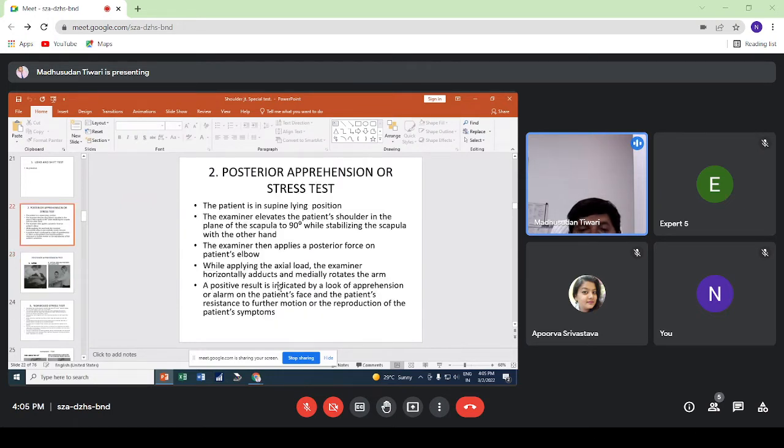The examiner then applies a posterior force on the patient's elbow. While applying the axial load, the examiner horizontally adducts and medially rotates the arm. First, the examiner will apply a posterior force on the patient's elbow.